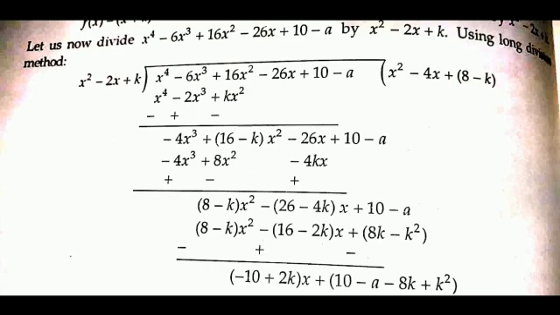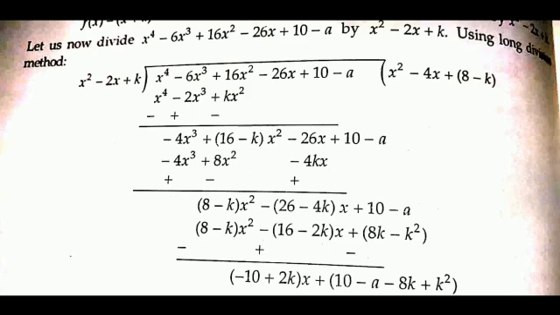So finally, for the next term of the dividend, we have minus 4x cube plus (16 minus k)x square minus 26x plus 10 minus a. Moving ahead, for the second term of the quotient, minus 4x cube should be divided by x square, and here we get minus 4x. So we continue with the same process. We are left with the next term of the dividend, (8 minus k)x square minus (26 minus 4k) into x plus 10 minus a.